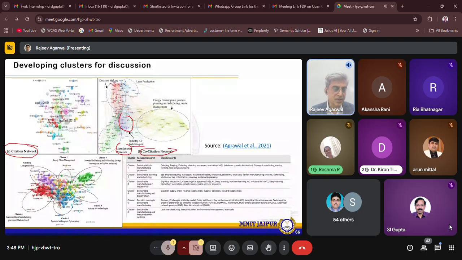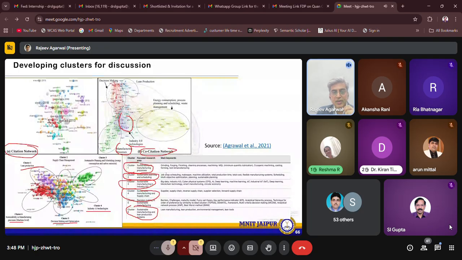So these are the clusters. Cluster 6: sustainability in manufacturing, machine level, Industry 4.0 technology, decision making, lean production. Cluster 1: sustainable manufacturing processes. Cluster 2: sustainable planning and scheduling. Cluster 3: sustainable manufacturing, Industry 4.0. Cluster 4: sustainable manufacturing. Cluster 6: sustainable manufacturing and lean production system.